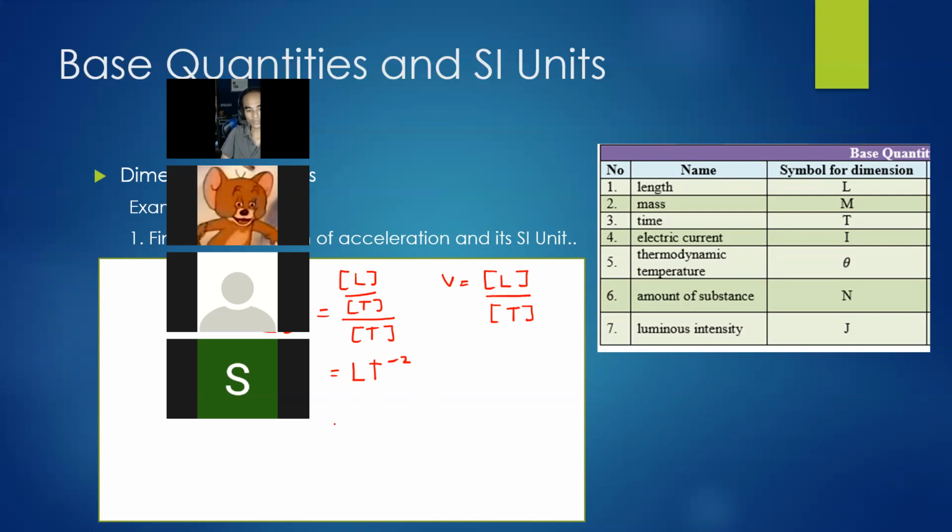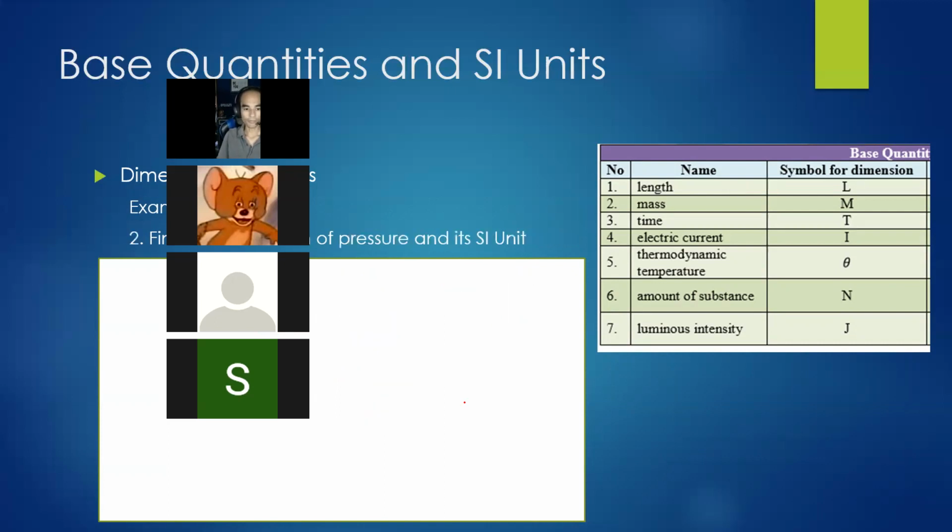Okay, as a unit, L stands for length, and the unit for length is meter, and T is second. So it is meter per second negative 2. This is the SI unit for acceleration, just to get the dimension of acceleration. Okay, find the dimension of pressure and its SI unit.